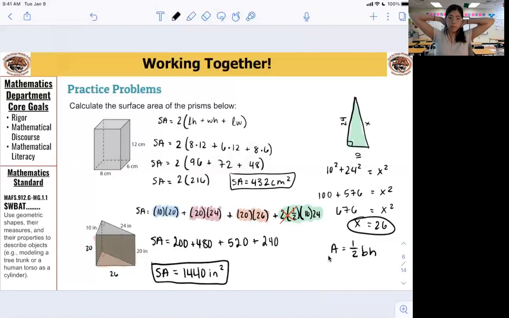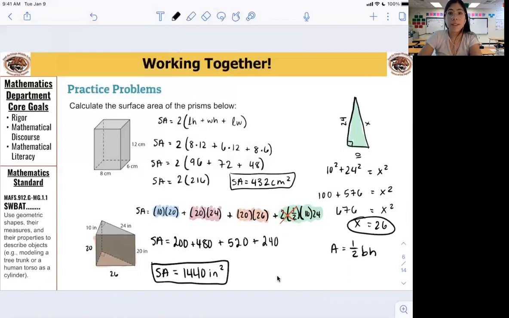All right. So with prisms, when you're trying to find the surface area, if you forget everything else, the most important thing is to remember that I'm adding up the area of every single face. So what's the area of this rectangle? What's the area of the triangle? And then the other triangle, there's 2 of them, and you're going to add everything up.